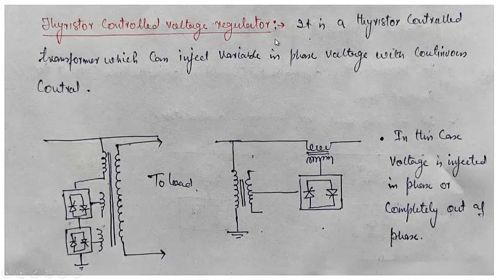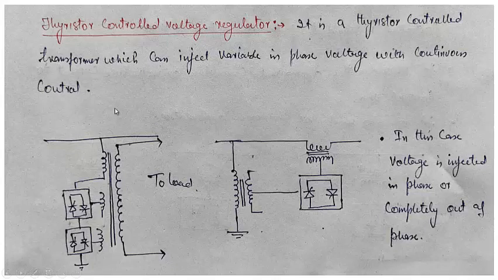Now, thyristor control voltage regulator. In this case, the in-phase voltage is changed. Here, the phase of the voltage is not changed. Here, the magnitude of the voltage is changed. It is a thyristor control transformer which can inject variable in-phase voltage with continuous control.